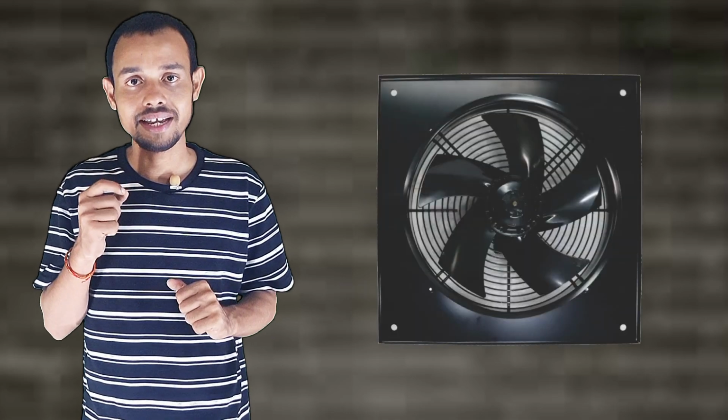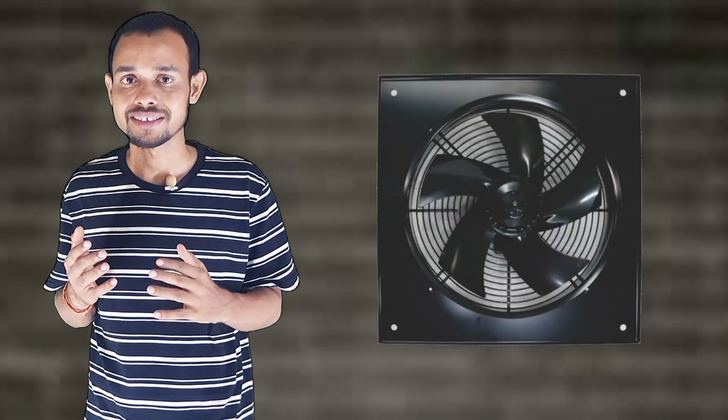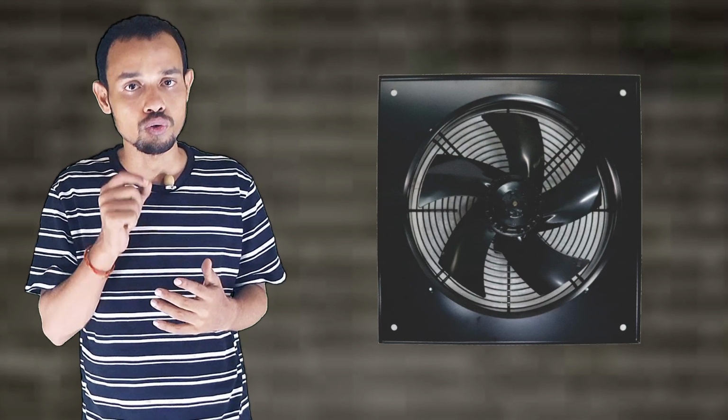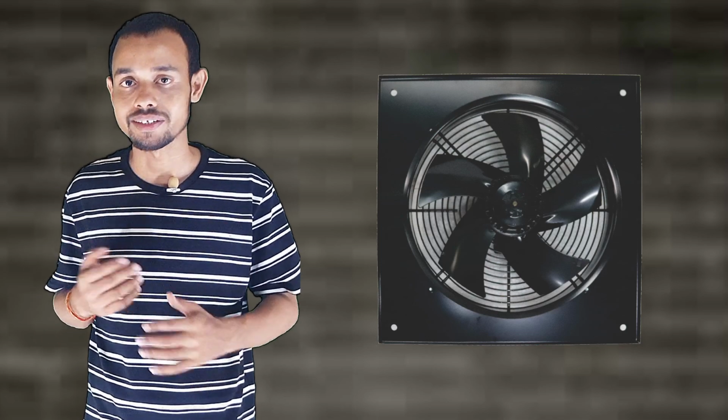Okay, and fifth is propeller fan. Simple design and for the open air circulation, used in the low pressure applications, installation easy and cost effective, used like kitchen exhaust and wall ventilation.